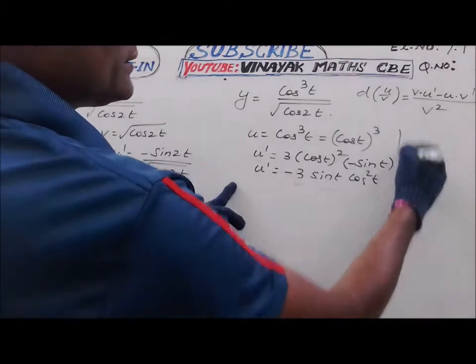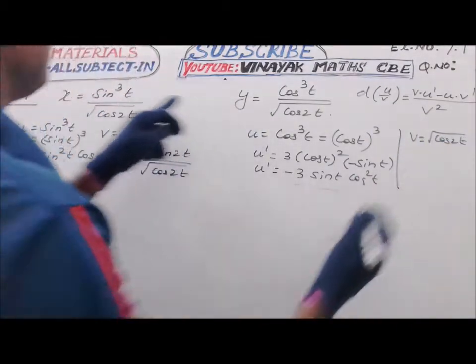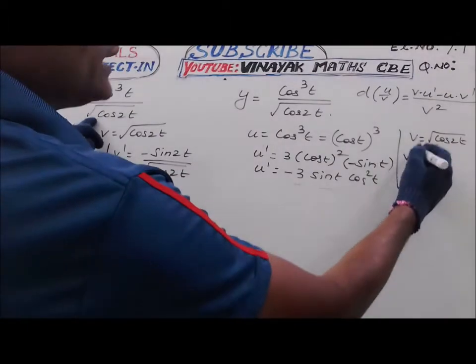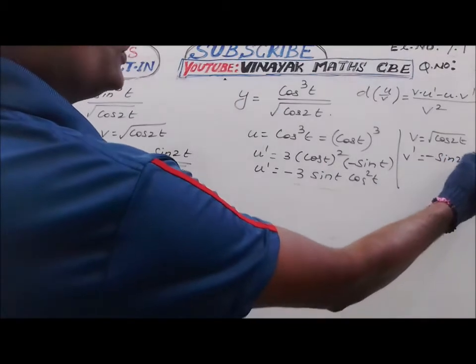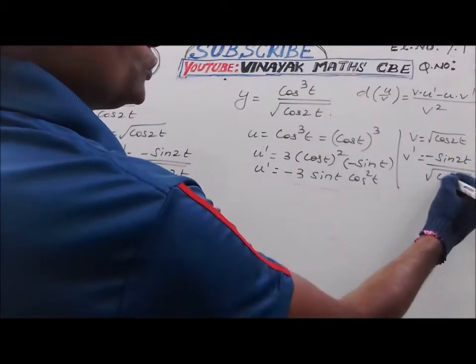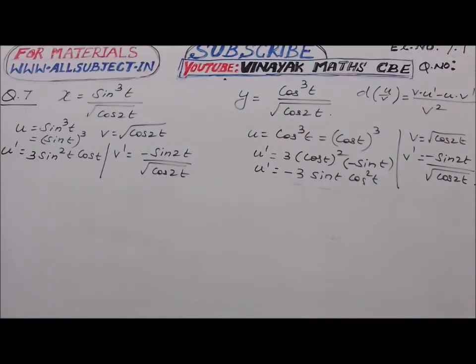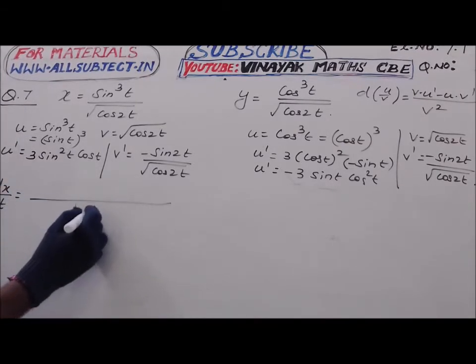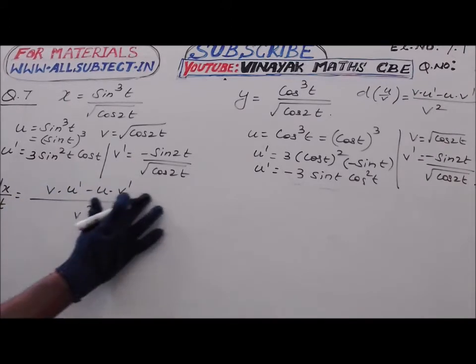And then v dash. v is equal to the same root of cos 2t, given in the previous function x. So v dash is, we can keep the same value, minus sin 2t divided by root of cos 2t. Okay, now dx by dt. dx by dt equal to, by formula, v square v into u dash minus u into v dash.